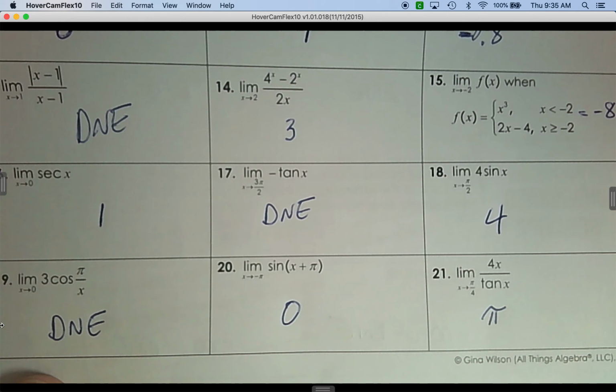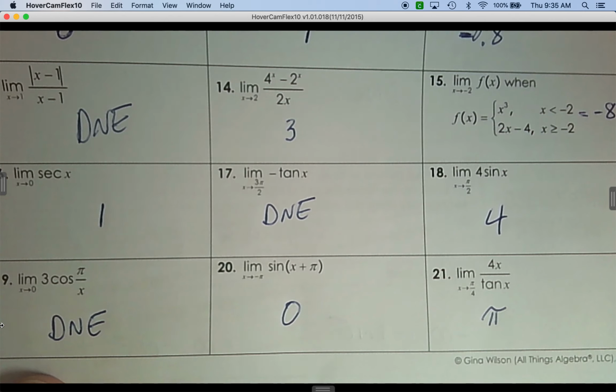So what was the skill we were working on? Off a graph, can you find the value of a limit? Do you know what a limit is? Do you understand the idea of approaching rather than equals, even though sometimes they give you the same answer? So that's what we're practicing, finding limits off a graph. Our next lesson is going to be finding limits algebraically, I think, or maybe one-sided.